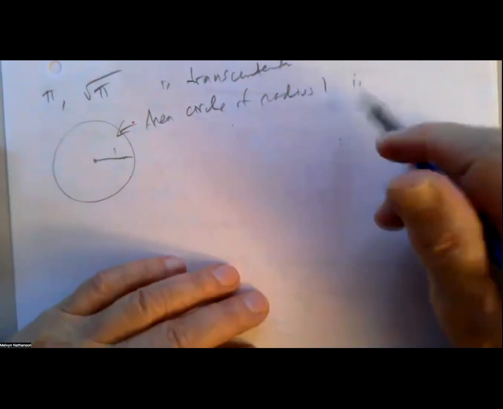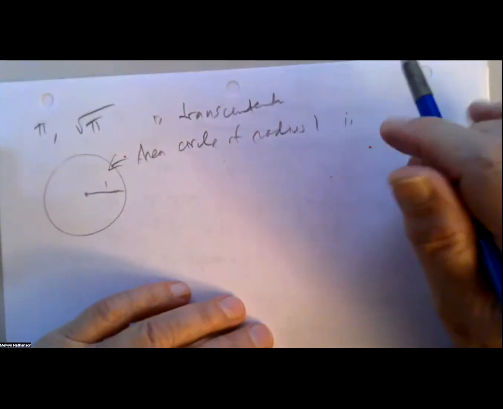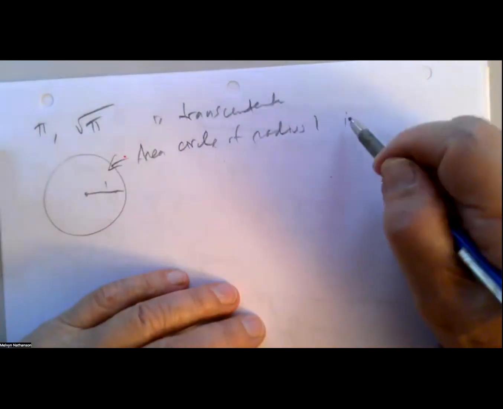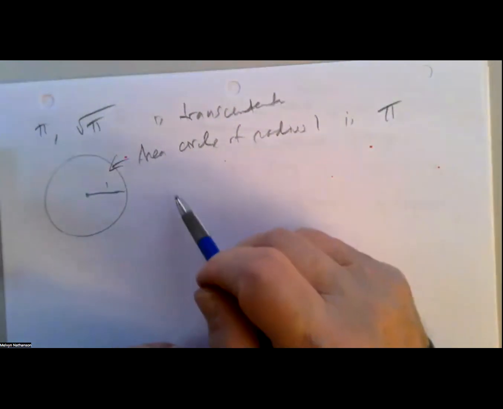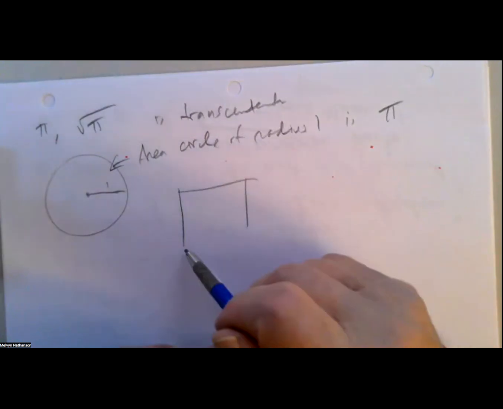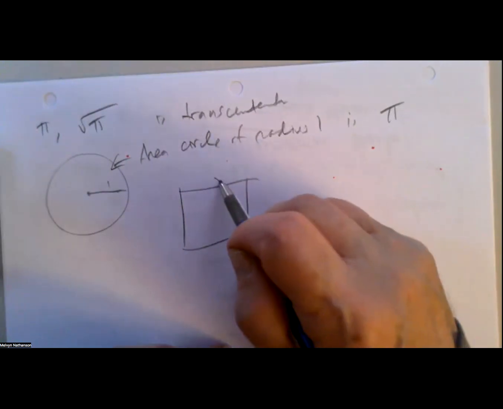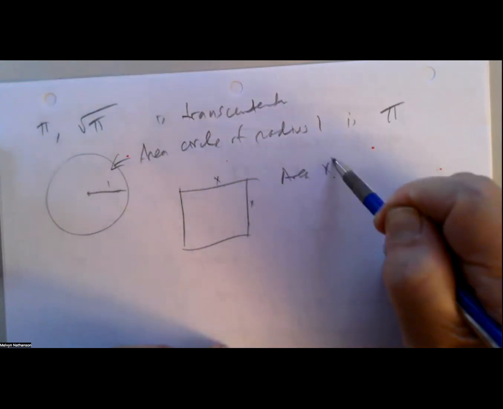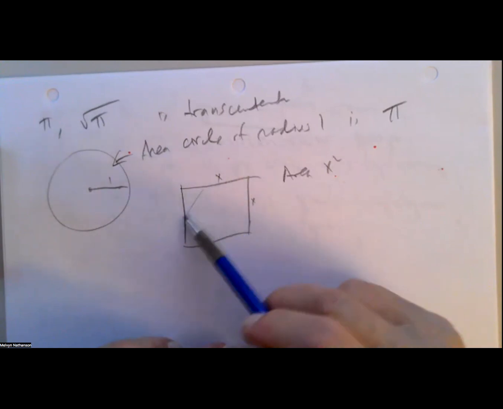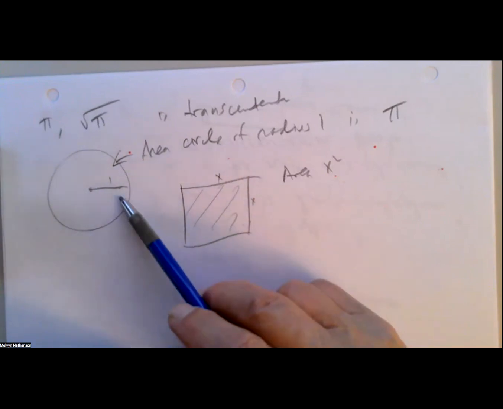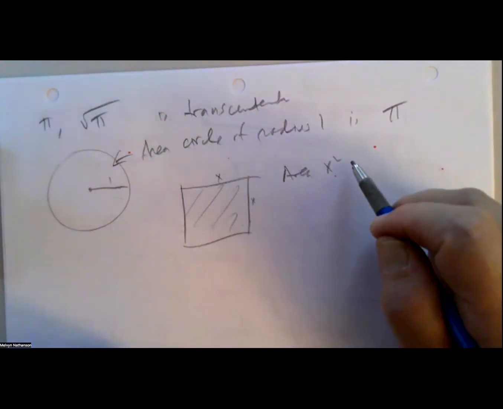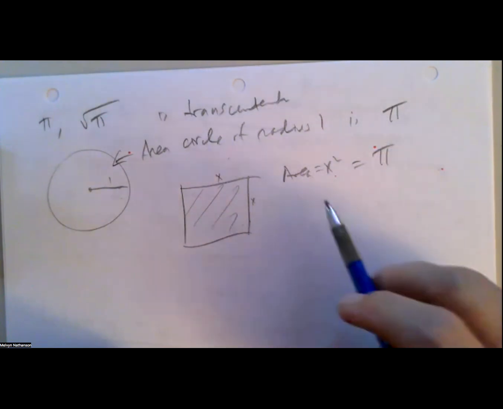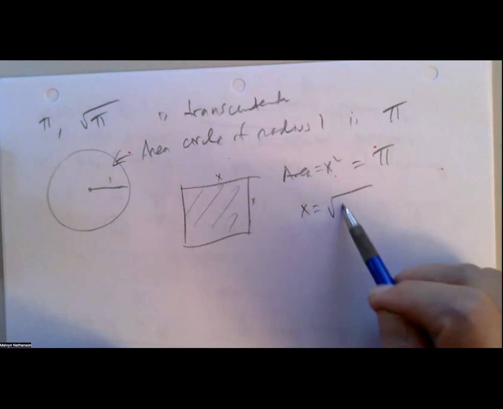Well, the area of a circle was pi r squared. So if r is 1, r squared is 1, the area of a circle of radius 1 is pi. If you have a square of side x, the area is x squared. And if you had a square with the same area as this circle, the area, which is x squared, would be equal to pi. So x would be the square root of pi.